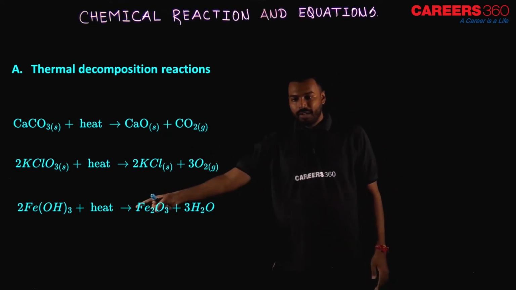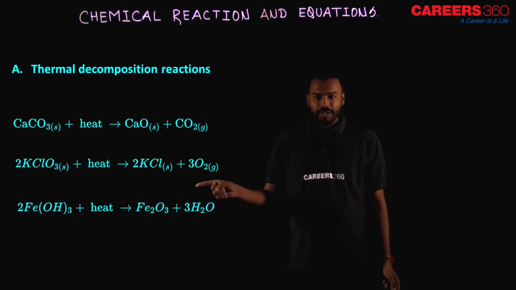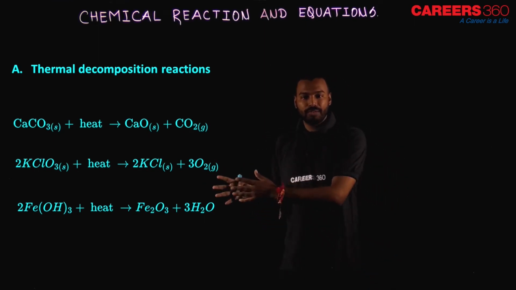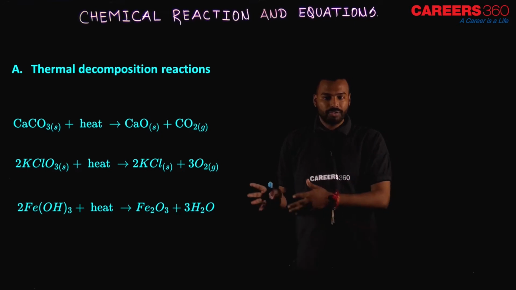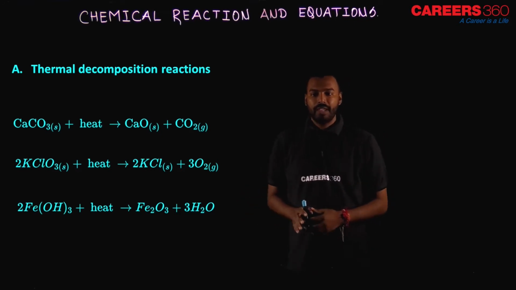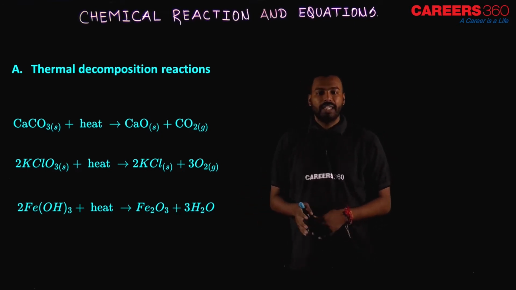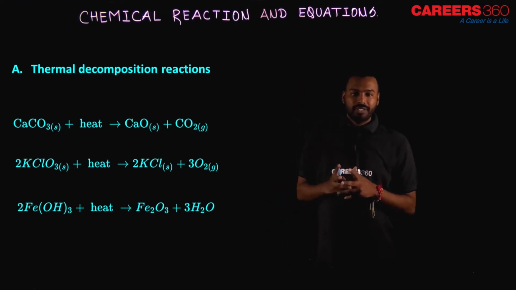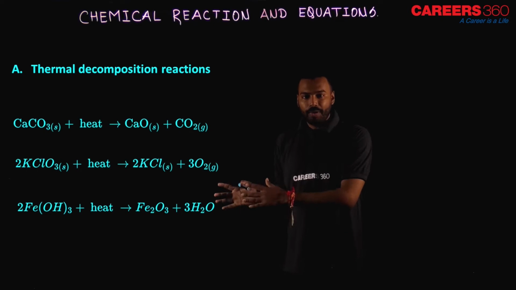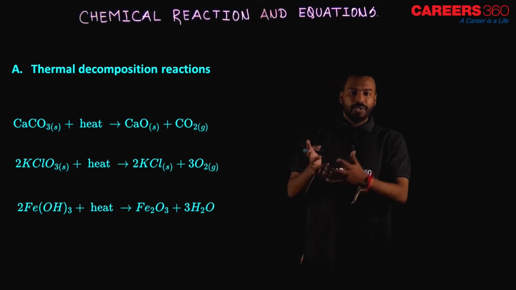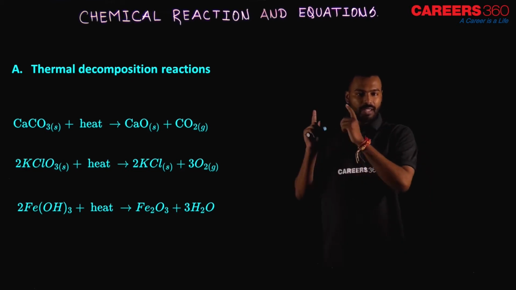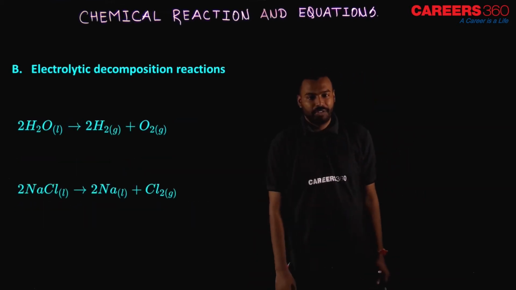Let me show you the third example, that is Fe(OH)3 and heat. In the presence of heat, if this hydroxide of iron, Fe(OH)3, breaks, then it gives iron oxide and H2O, Fe2O3 and H2O. So this is the way to break any compound with the help of heat and to get more than one product. Let me tell you about B now, electrolytic decomposition reaction.